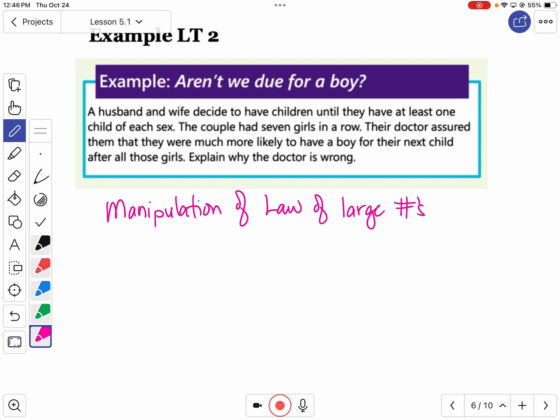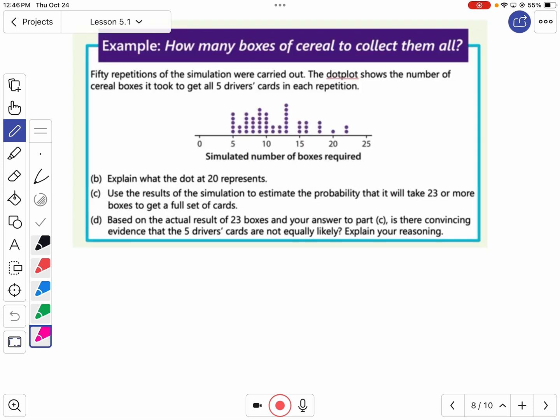And then we're going to skip the next one. Let's go to the one on the back. So this is one where there's that chart. I wanted you to see one with the dot plot. Let's walk through that. 50 repetitions of a simulation were carried out. The dot plot shows the number of cereal boxes that it took to get all 5 drivers' cards in each repetition. So I'm assuming that there's prizes in the cereal box you're trying to get.